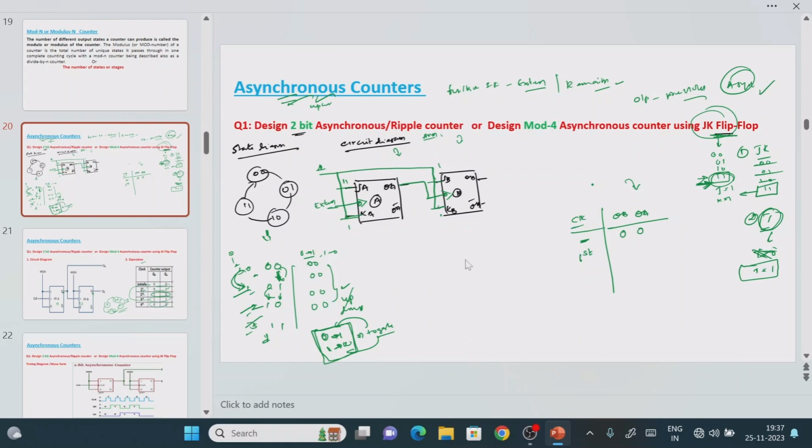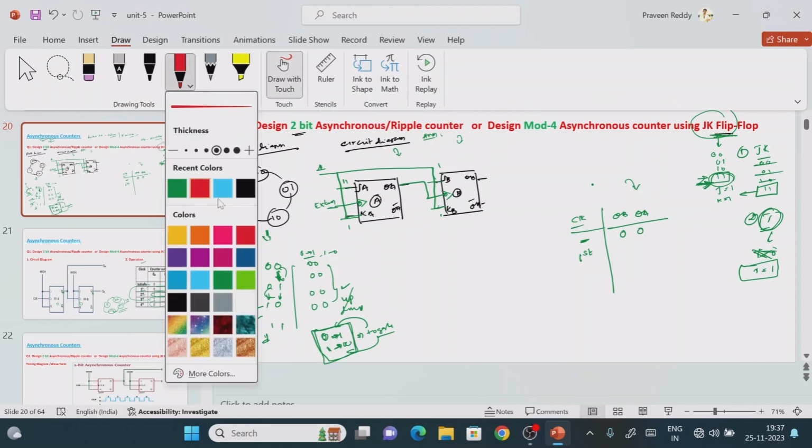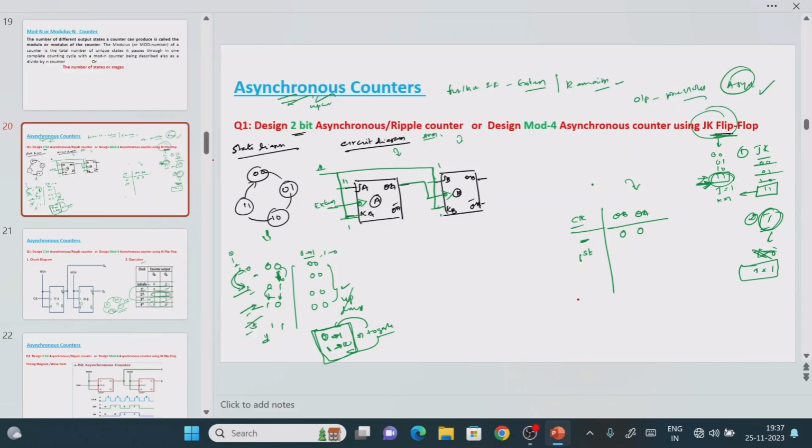Now we will see how the operation changes from one count to another. Let me take some other color so that you will understand clearly. What is the initial value of the flip-flops? 0 as well as 0. To understand this, we need to understand some more things. The first clock pulse is nothing but the external clock pulse that we are applying to the first flip-flop.